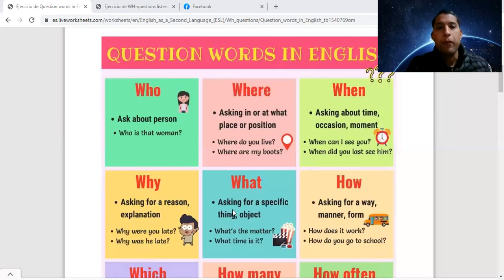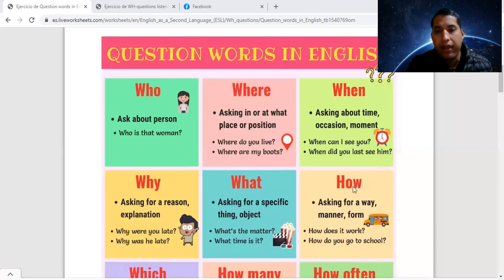All right. Let's see what. We use what for asking for any specific thing or object. Okay. What's the matter? What time is it? Okay. What's your name? What are you doing? Okay. We're talking about any specific object. Now let's see how. Asking for a way, manner, or form.